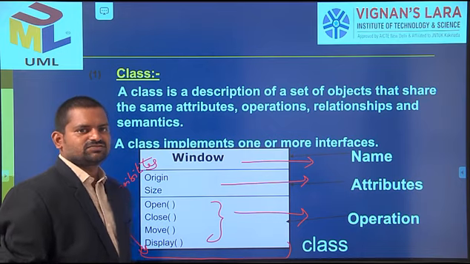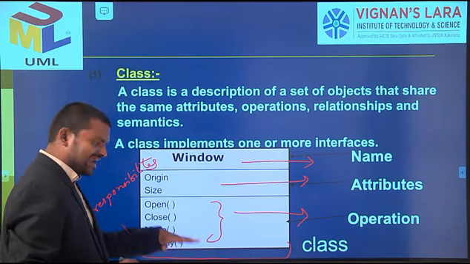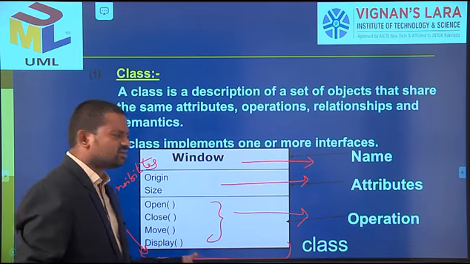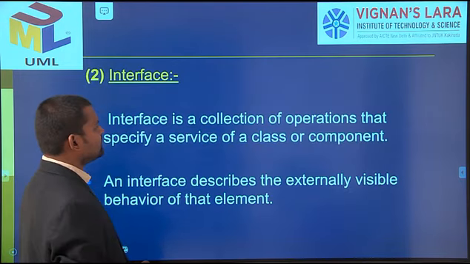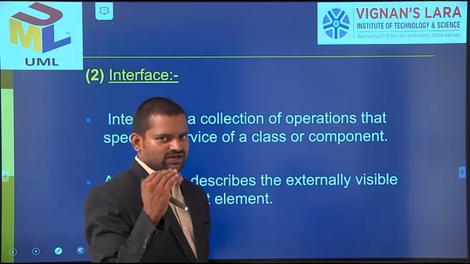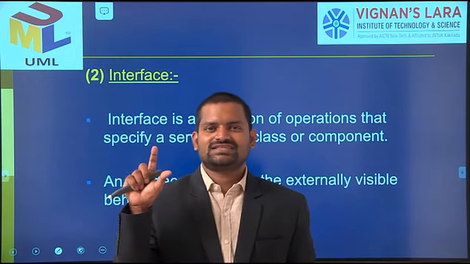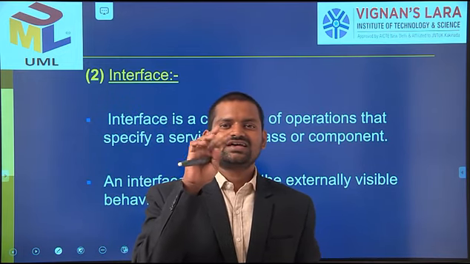Responsibilities is also available at the end of the class. You may write or you may not write. This is about the structure of the class. Second one is the interface. We are seeing now structural things. Structural things are the seven types.